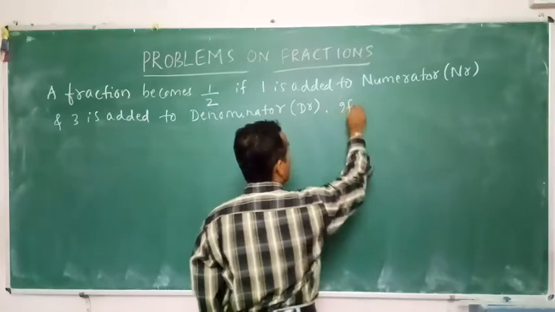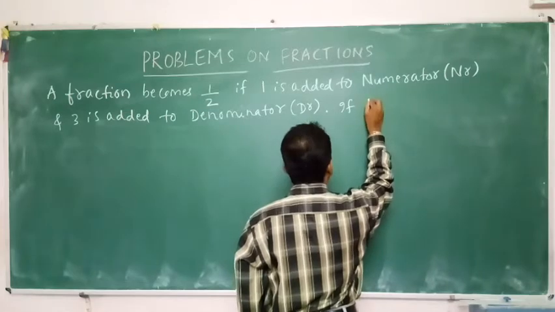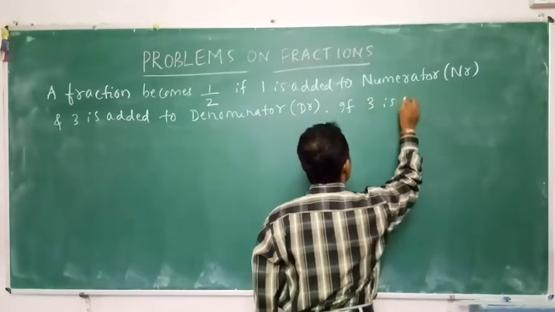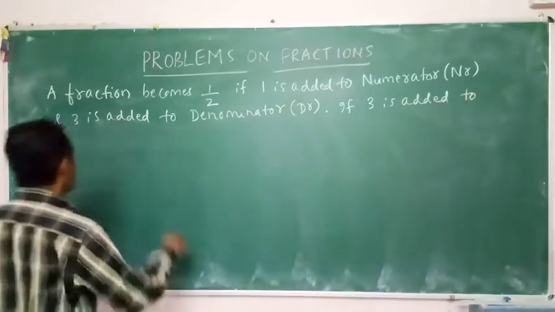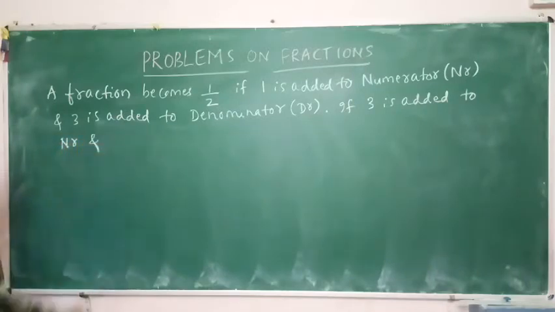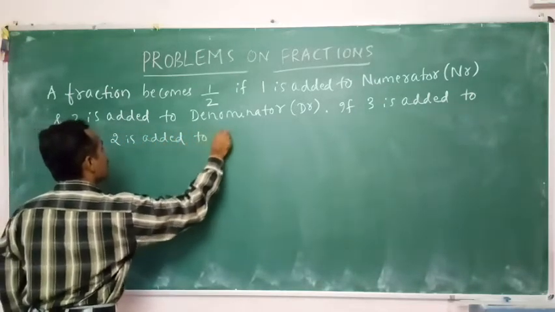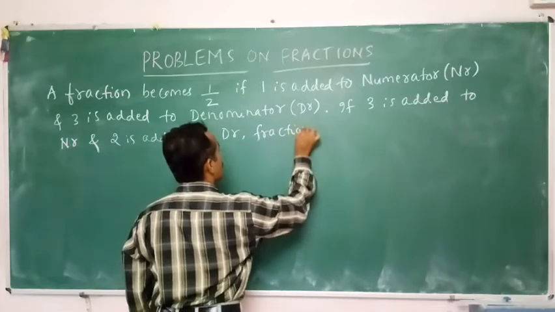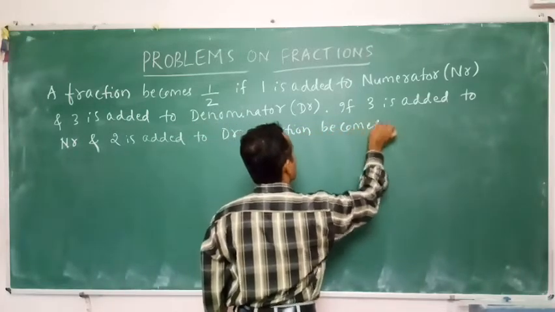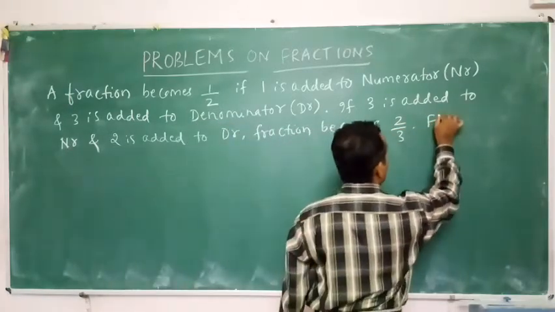If 3 is added to NR and 2 is added to DR, the fraction becomes 2 by 3. Find the fraction.